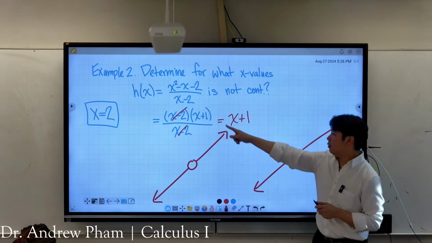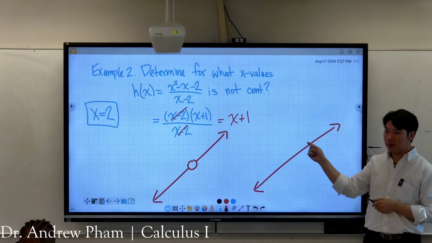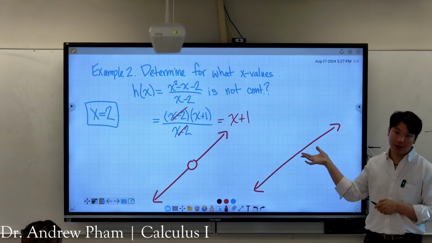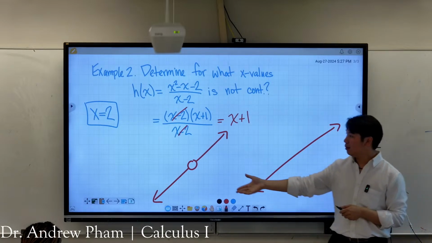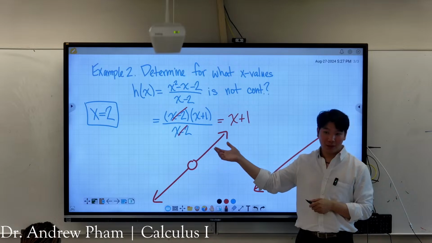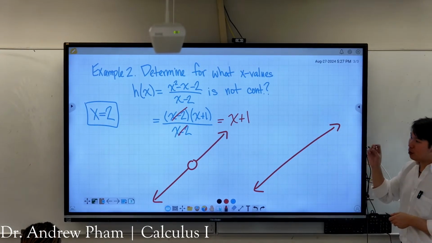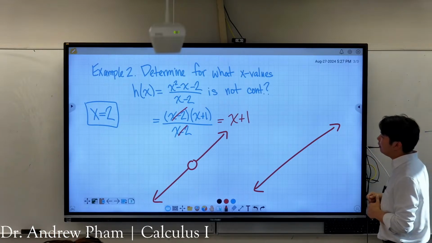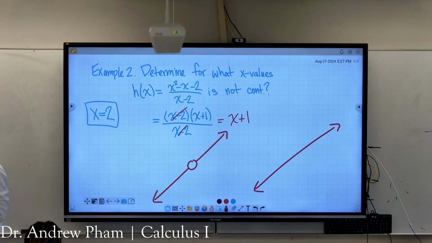So again, the original function looks like this. It's got a hole in it, but x plus 1 doesn't have any holes in it. This function is continuous. This one is not. So this is that very minute difference between the two, which is why I'm saying if I'm asking when am I not continuous, do not simplify. Just work from the beginning.